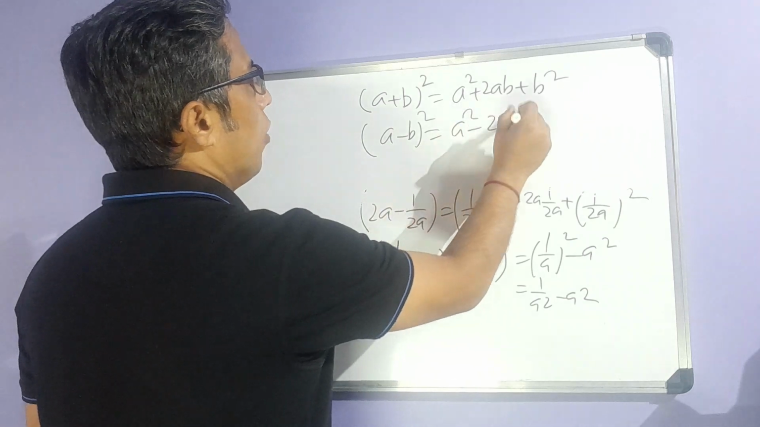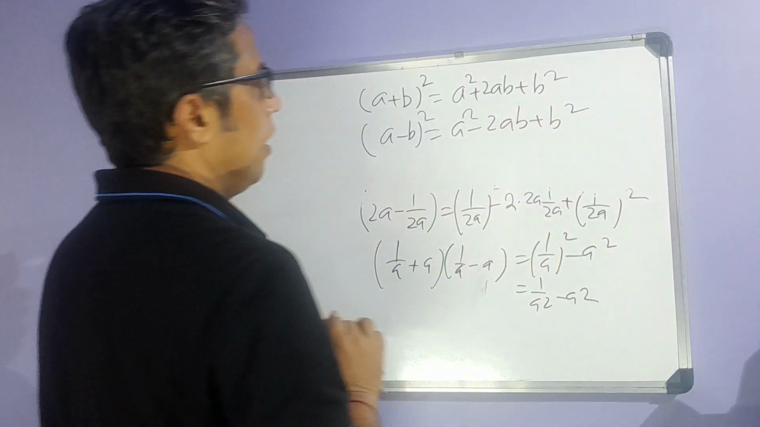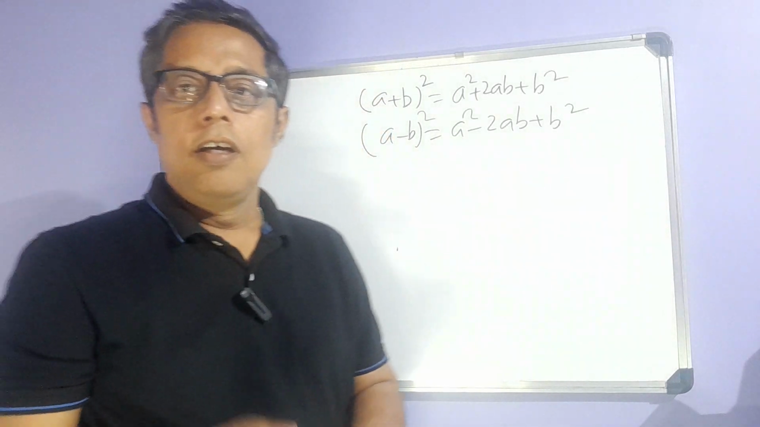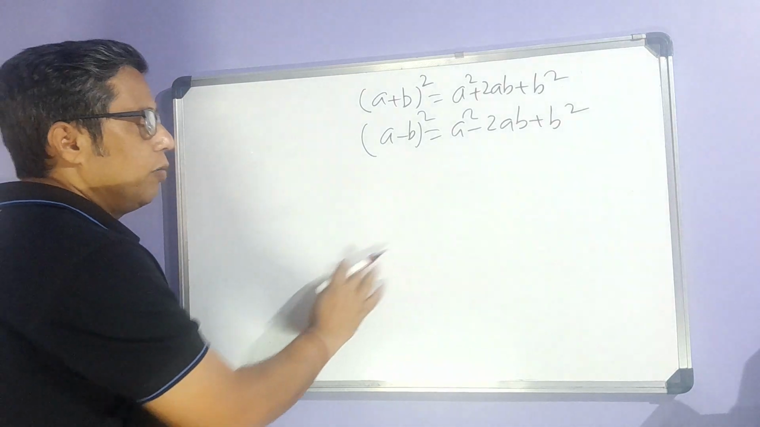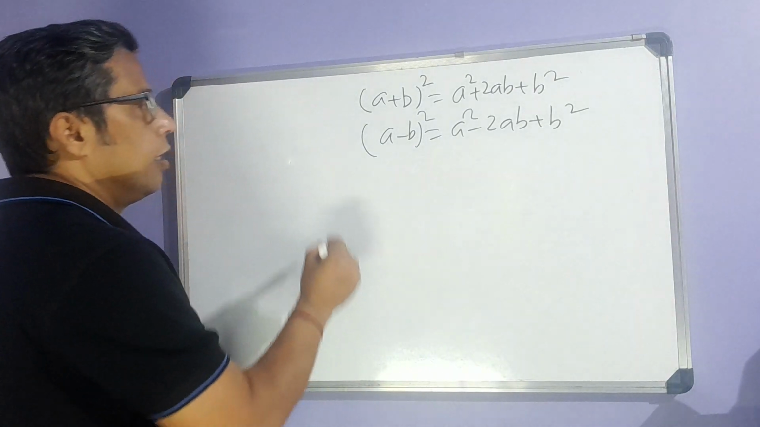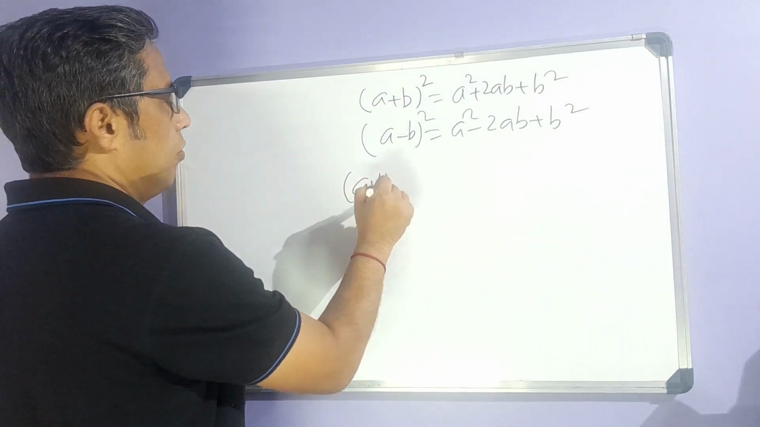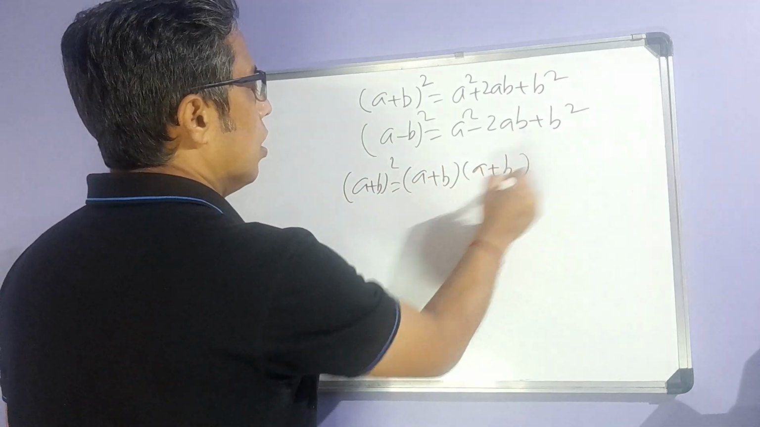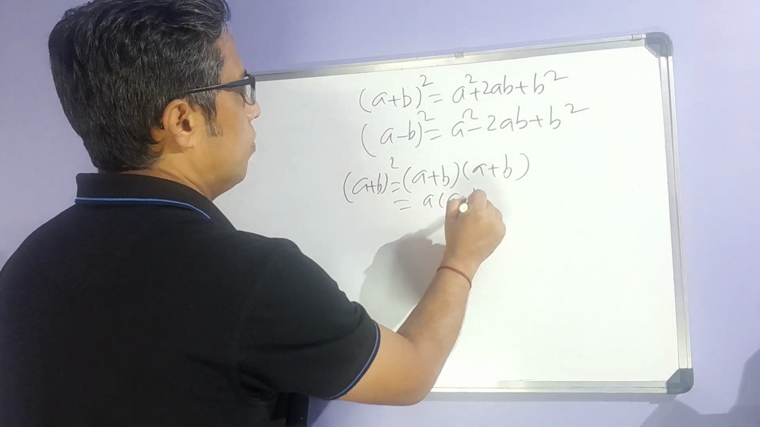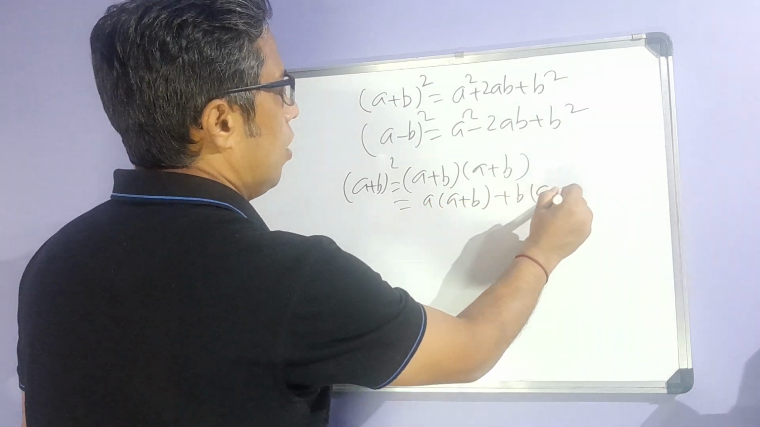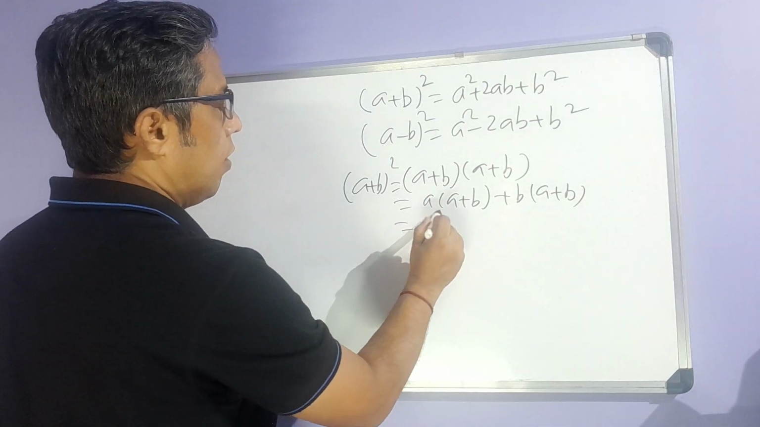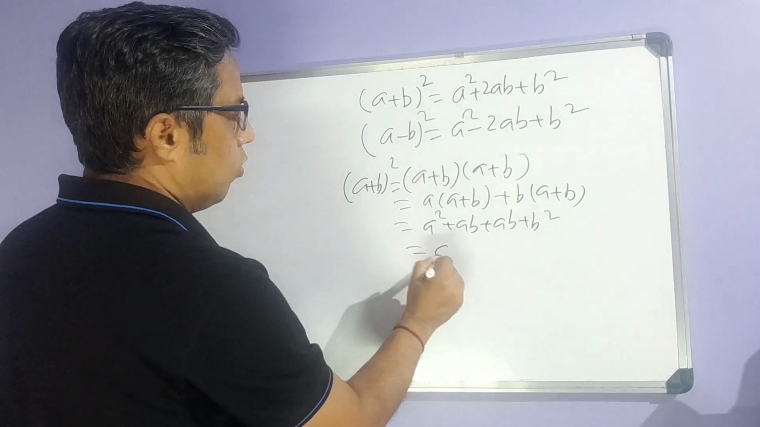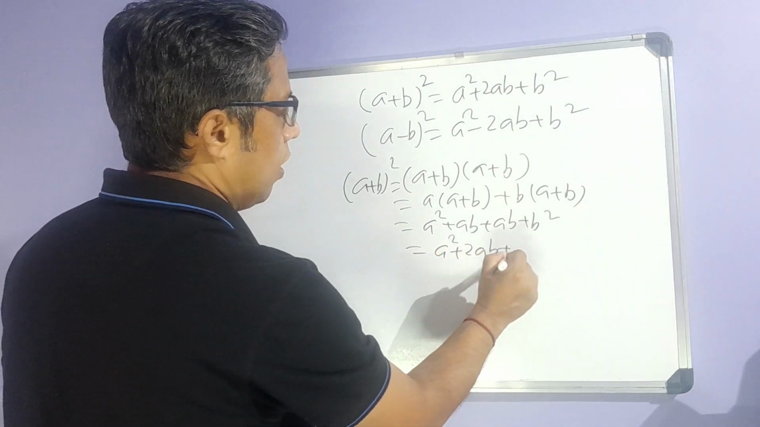So these are the key formulas which should be with you. Now, if you say that you just forgot the formula, don't worry. It is a part of algebraic multiplication. So (a plus b) whole square is equal to (a plus b) into (a plus b). So you are getting a into (a plus b) plus b into (a plus b). So a square plus ab plus ab plus b square, right? So it will be a square plus 2ab plus b square.